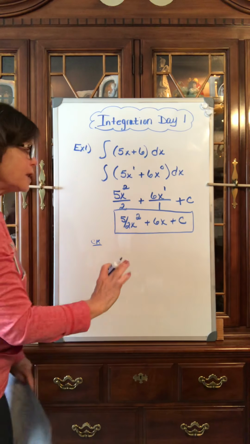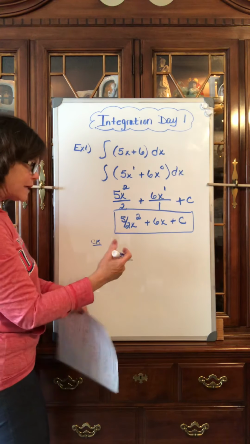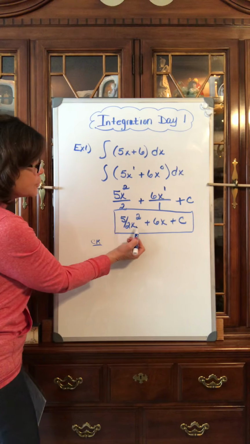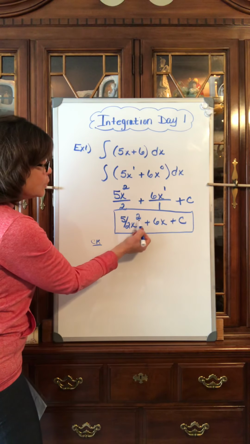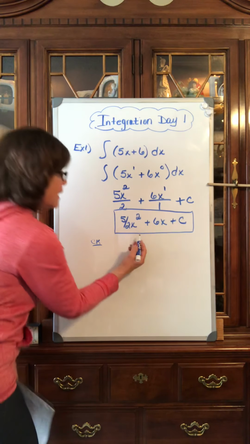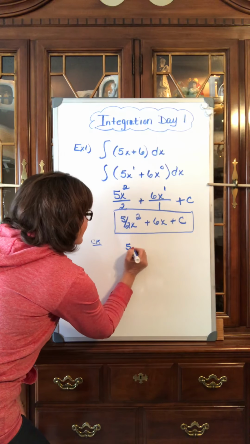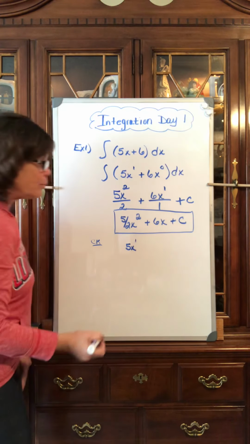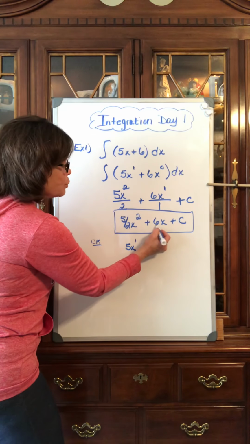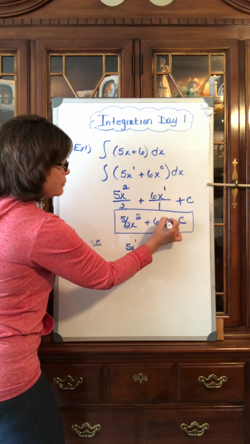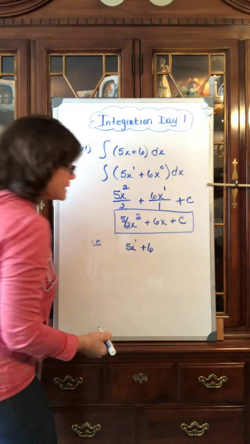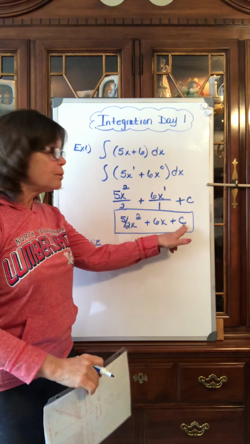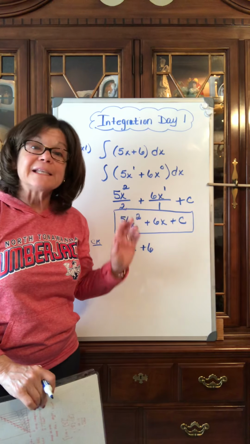And I won't do it for all of them, but I'm going to just show you how you can check that. If you were to take the derivative of this function, of this integral that we got, and you multiply 2 times 5/2, you would get 5x. You bring your exponent down by 1. The derivative of 6x to the first, 1 times 6 is 6, and that becomes an x to the 0. And the derivative of a constant is 0.